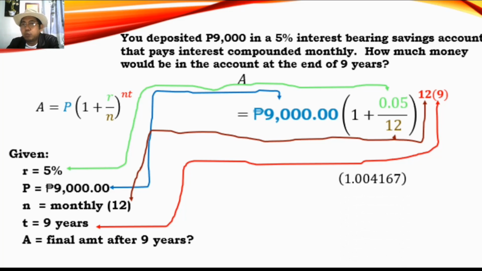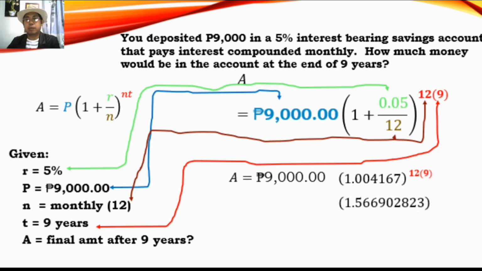And of course, how do we deal with the problem? Again, when we will be dealing with the problem, we divide the 5% by 12, and the result would be added to 1, so it will give you this amount. Okay, the next one would be, of course, raised to the 9 multiplied by 12, or the mode of conversion, and multiplied by the principal amount.